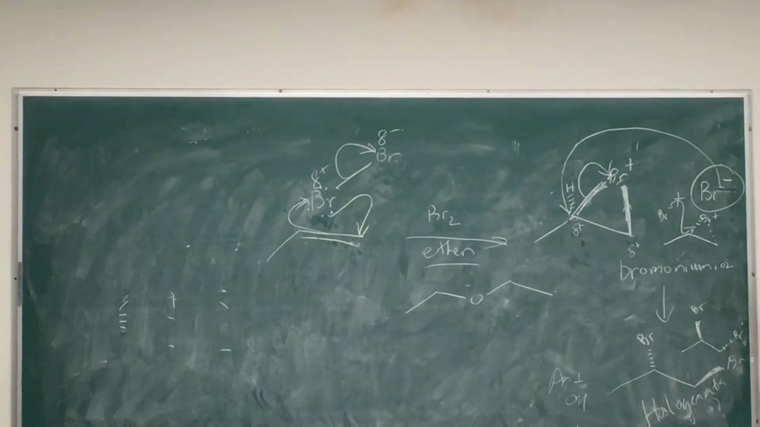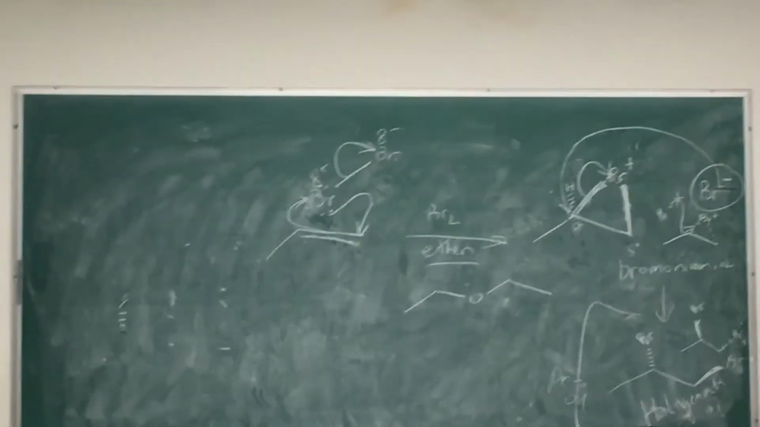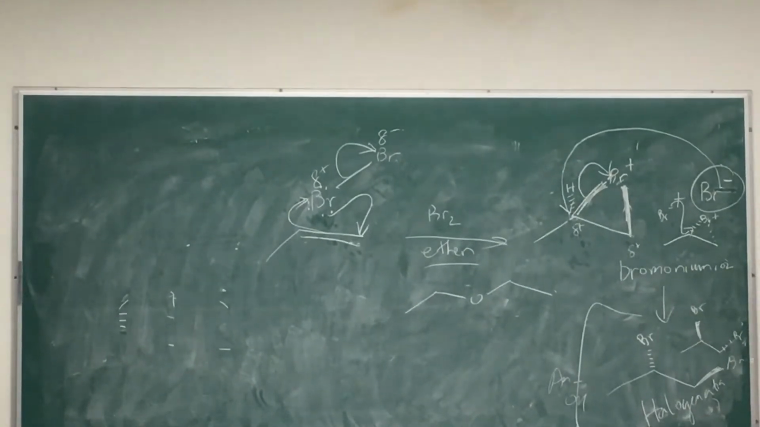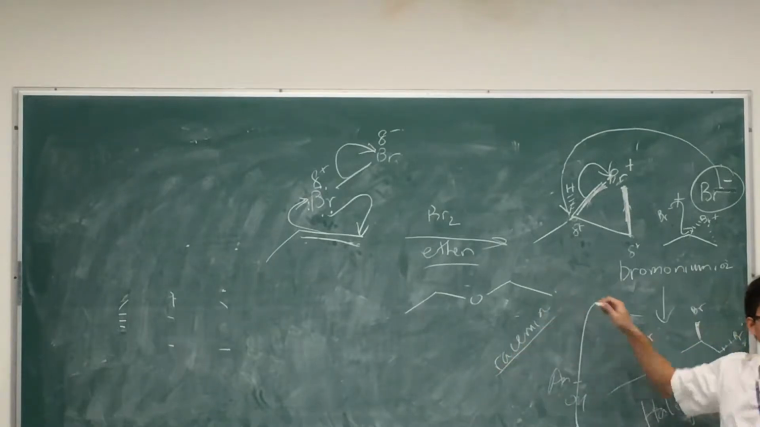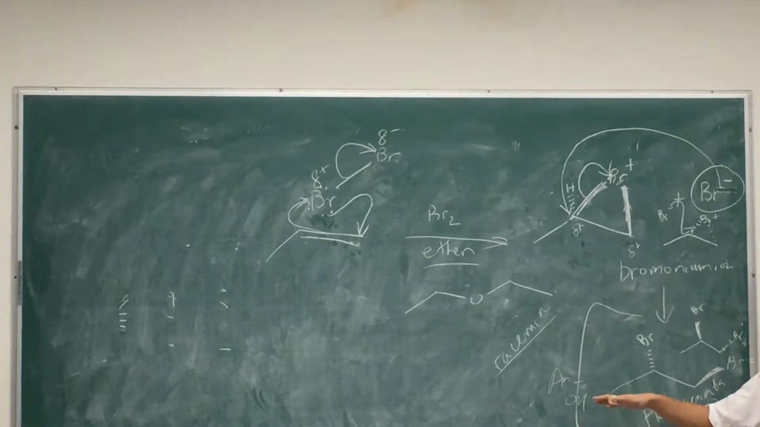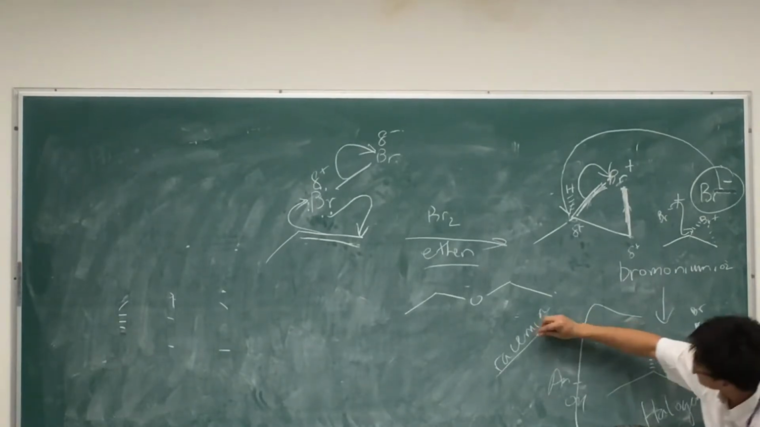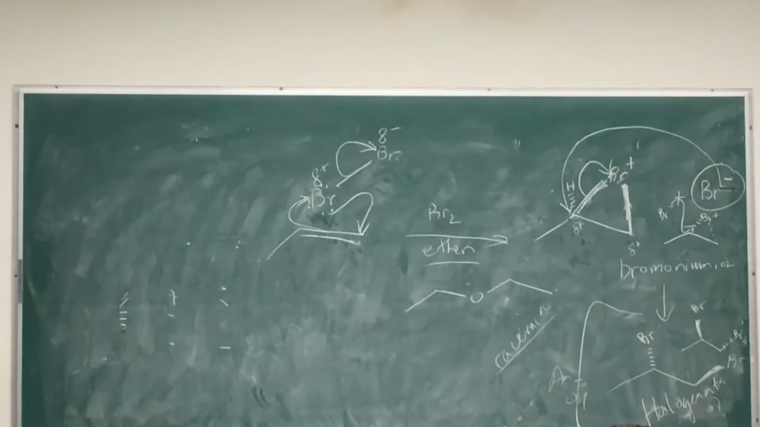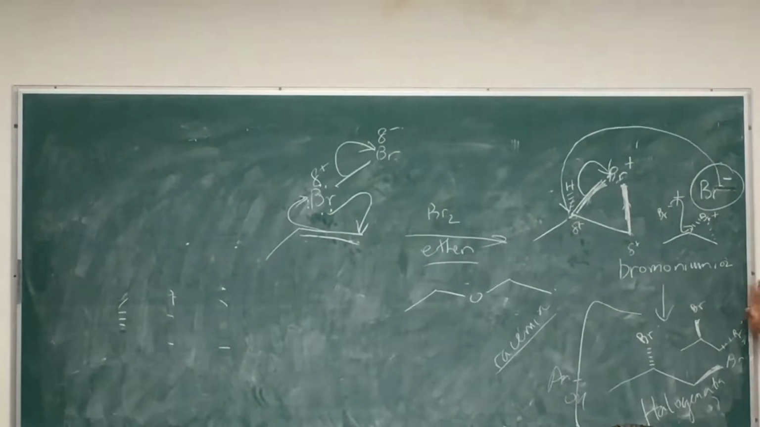How do you call this mixture? When they have a mixture of two, racemic. Racemic is a mixture of equal amounts of two stereoisomers, or two enantiomers. Racemic mixture. So this one gives you a racemic mixture, right?